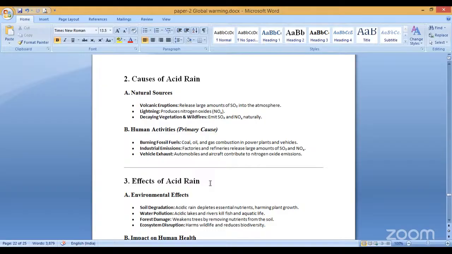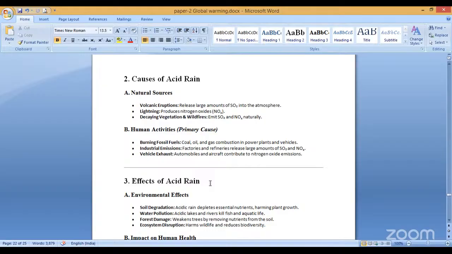into the atmosphere. This is the most important thing. Then, lightning produces nitrous oxide, which mainly happens in the rainy season. Next, decaying vegetation and wildfires. Wildfires and the decaying of vegetation can emit sulfur compounds and nitrogen compounds naturally into our atmosphere. These are the natural sources that cause acid rain.